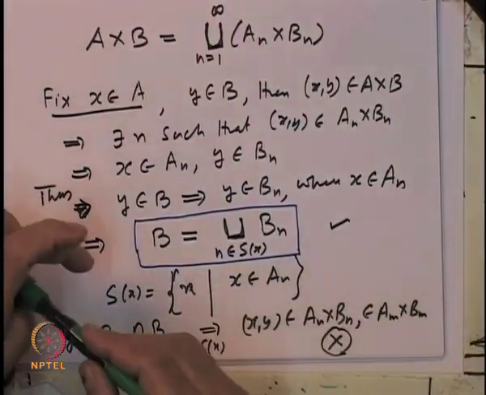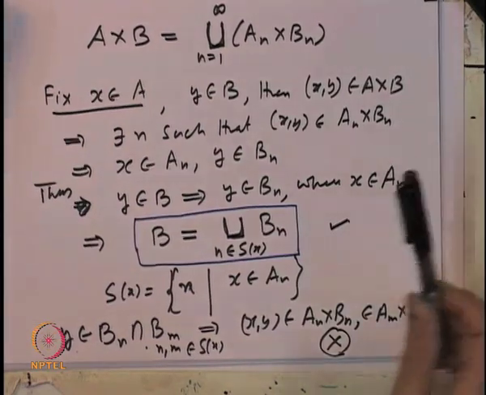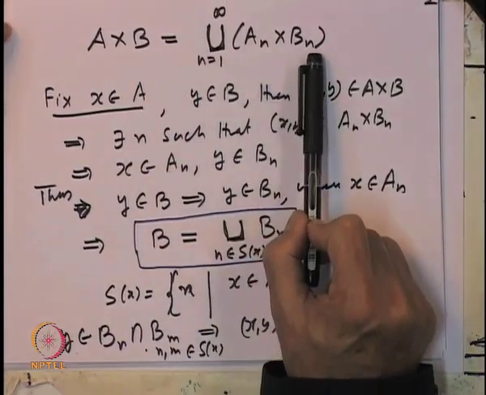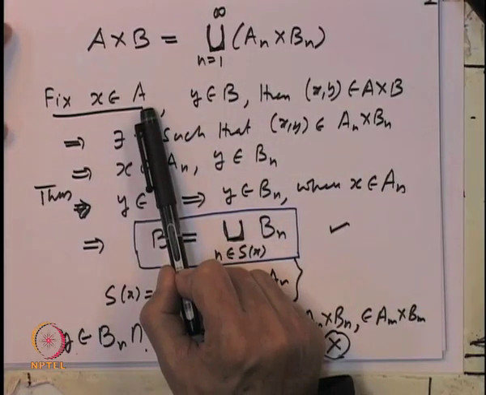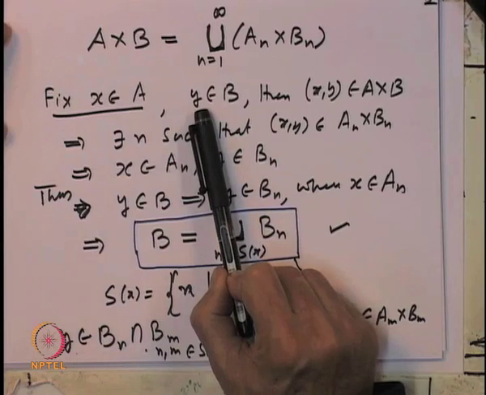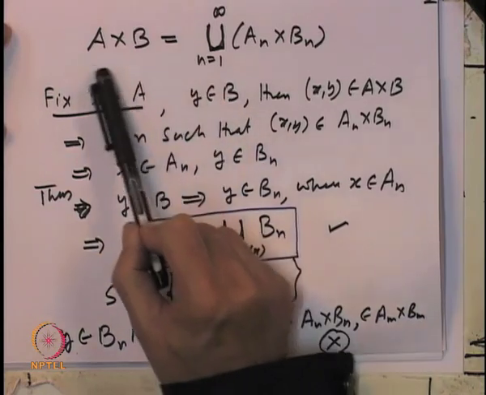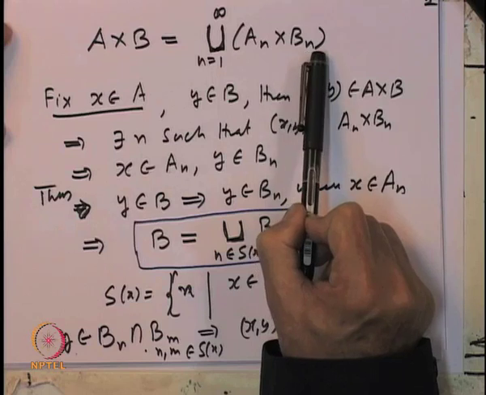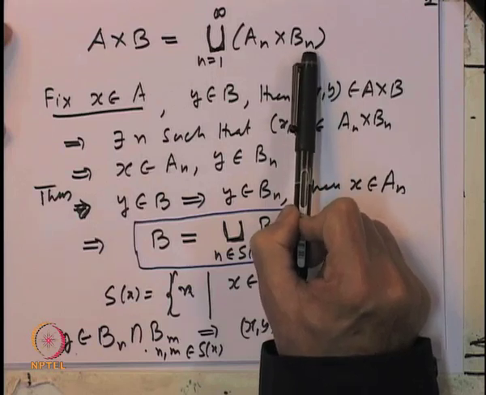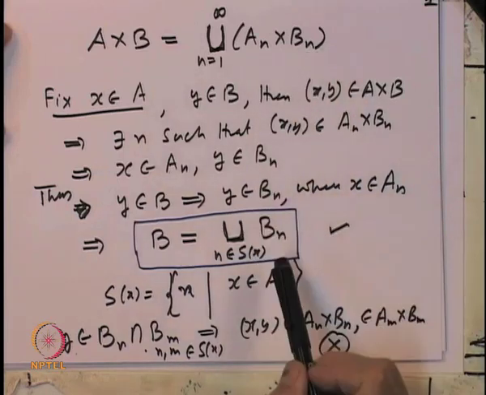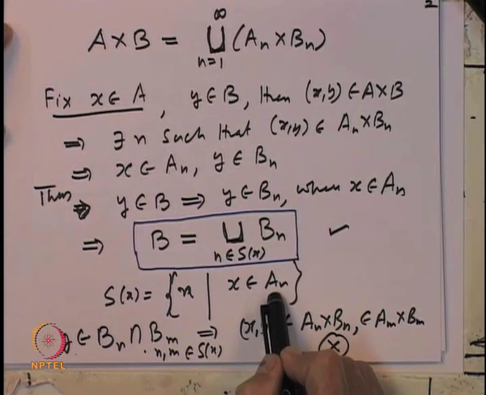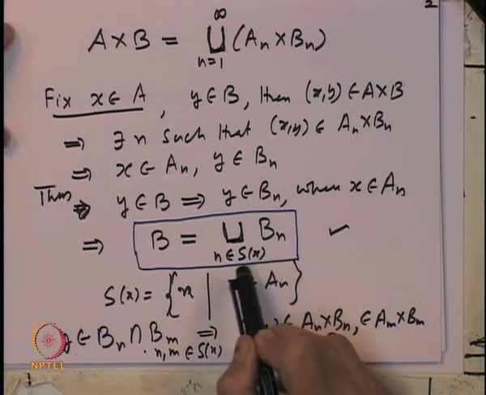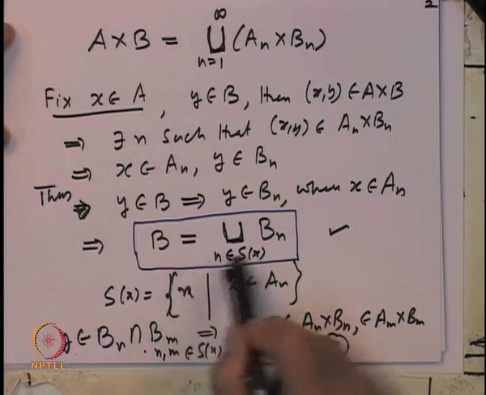So, this is the conclusion of this argument: if A cross B is a disjoint union of rectangles A n cross B n, and I fix any point x belonging to A and analyze the points y in B, then x comma y belongs to A cross B. So, it will belong to some A n cross B n, so y will belong to some B n's. But which B n's will it belong to? It will belong only to those B n's for which x belongs to A n. So, B can be written as a disjoint union of B n's, where n belongs to S of x. So, this is a disjoint union.